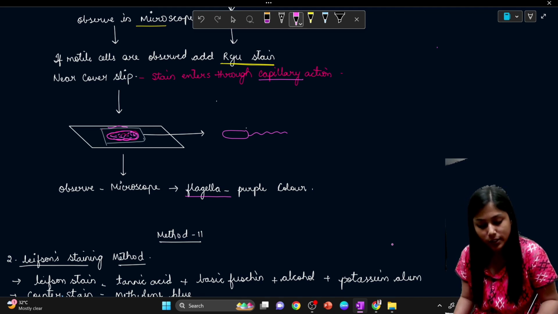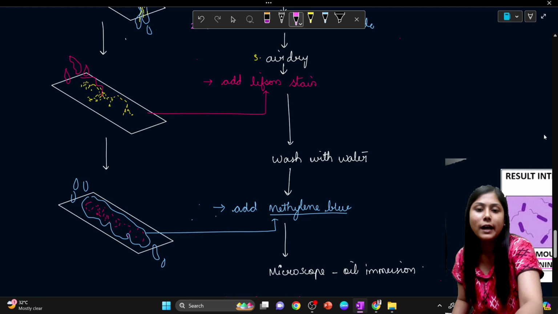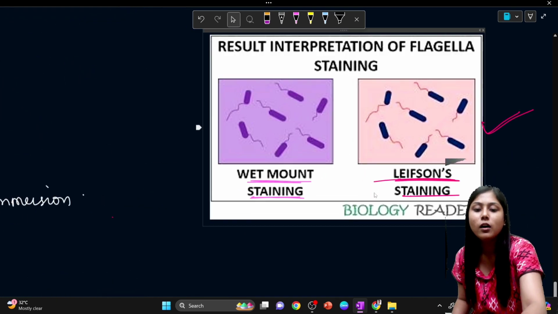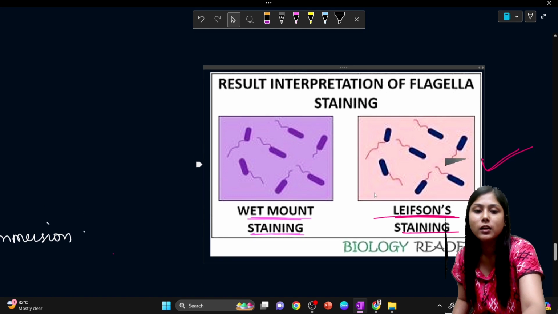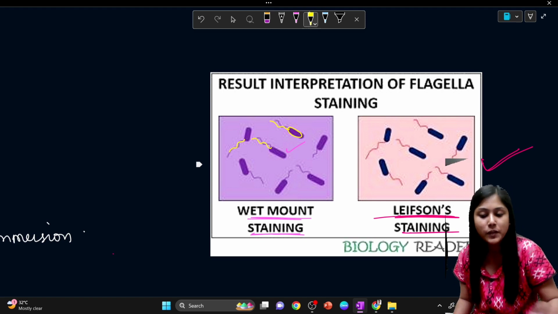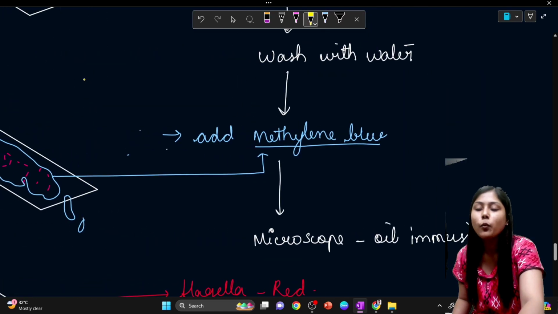Let me show you the diagram of how it is seen under the microscope so that you will have more clarity over it. So this is how the bacteria would look like in the wet mount method. You see it is completely appearing. The whole flagella is appearing in purple color. ठीक है? Clear है? I hope it is clear till here. ठीक है? Now let's move ahead with the Leifson stain.